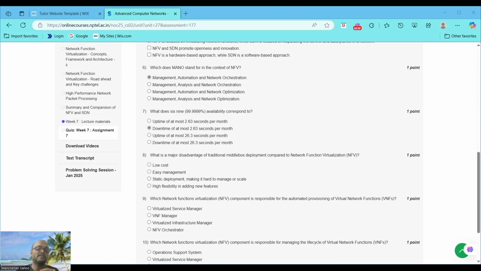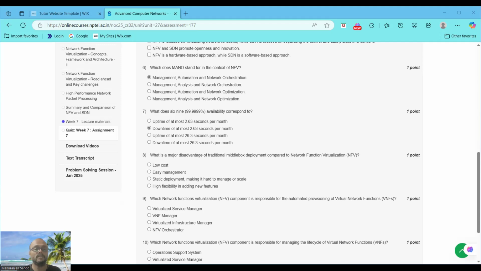Why is A not the correct answer? Because uptime is nearly 100%, not a low maximum. B is correct because the time aligns with nearly 2.63 seconds, which is rounded. C and D are also incorrect because 26.3 seconds is five nines, that is 99.999%. So the correct option is option B.